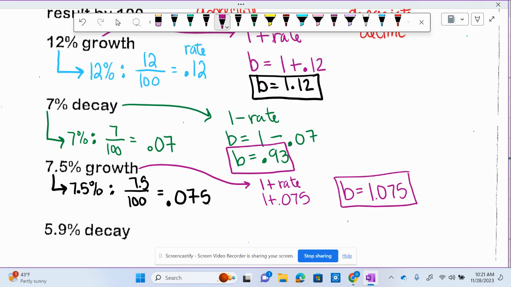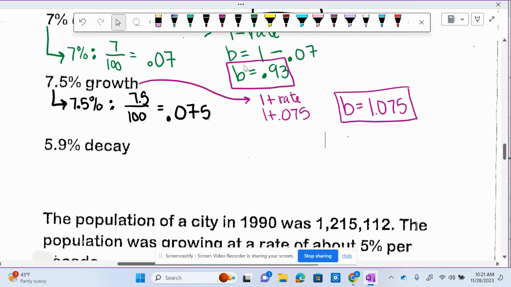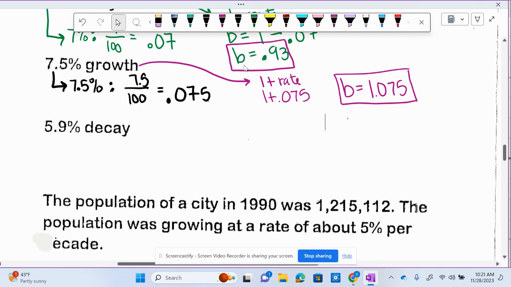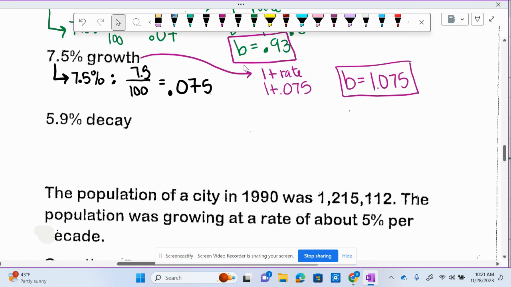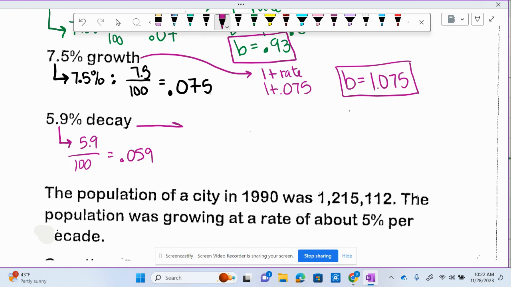Is this making sense? Okay, so I want someone to walk me through the 5.9. Someone who hasn't contributed. Hannah, I'm going to put you in charge. 5.9%. What do I do first? It would be 0.059. Excellent. This is decay, Hannah. What does that mean? 1 minus my rate. So 1 minus 0.059. And what does that come out to be, Hannah?